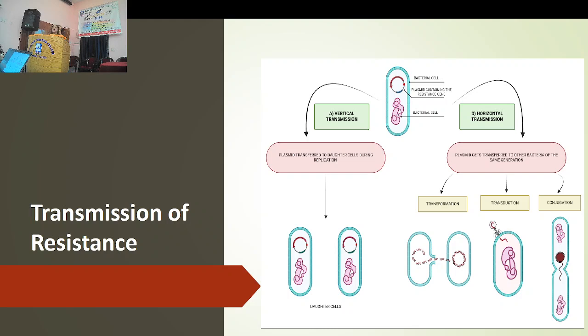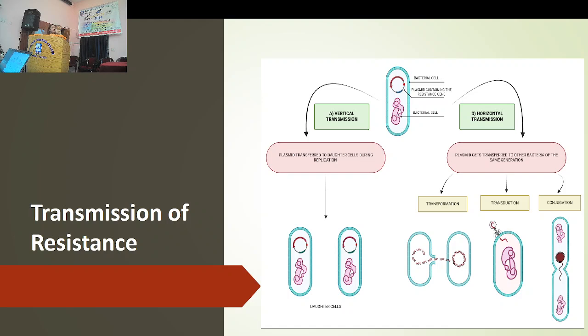So it is dividing, and it is transferring that plasmid to the daughter cell. That is one mode, and that is called vertical transmission. And another method, which is most propagated by the bacteria to transfer the resistance, is the horizontal transfer.